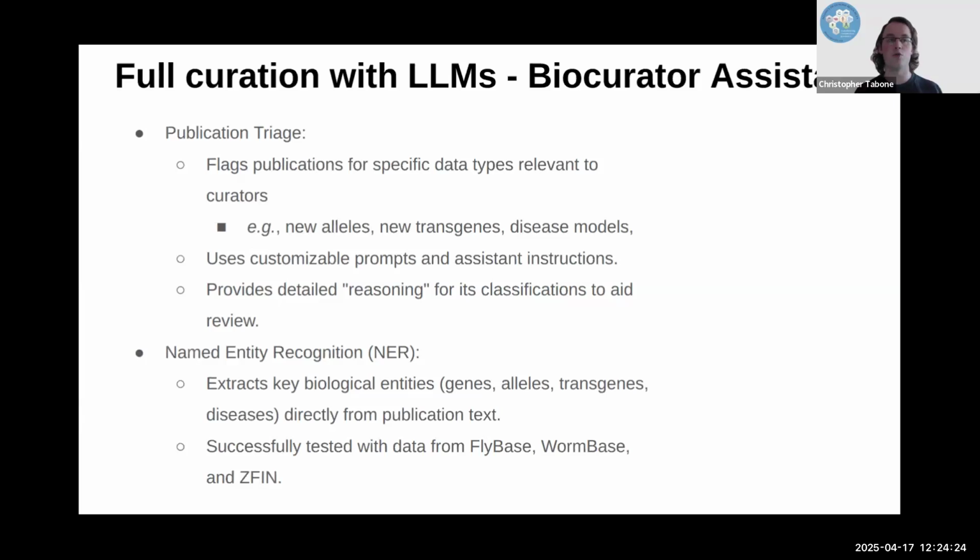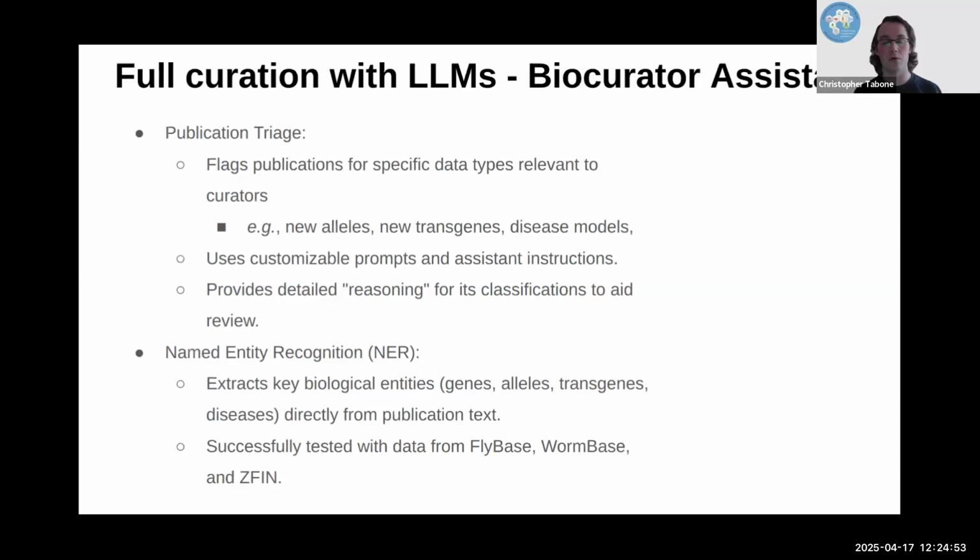Besides publication triage, the biocurator assistant also works for some named entity recognition. In addition to classifying the papers that contain specific types of data, we're also asking it to extract the actual entities from the paper. We do this with a structured JSON output so that we can pull the entities out and sort and organize them in a way that's easily usable for our programs or for curator review. We've tested this with some data from Flybase and Wormbase and a little bit from ZFIN as well.